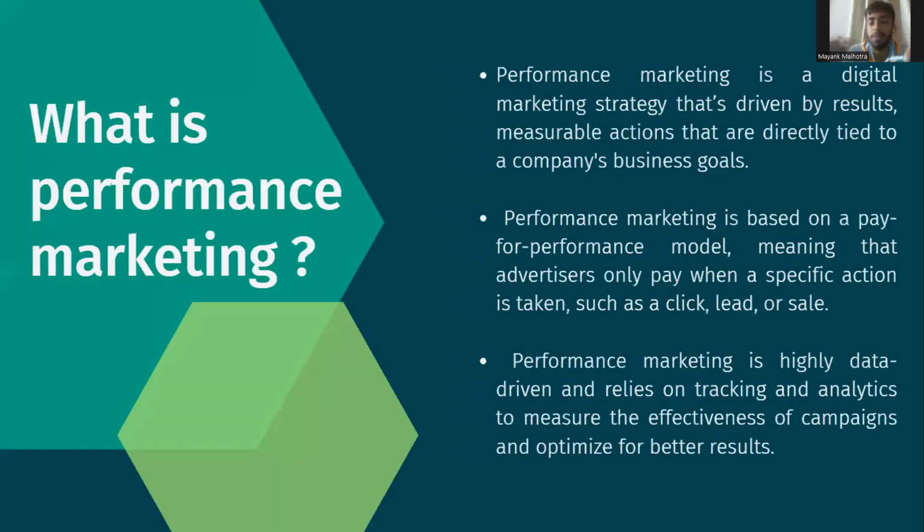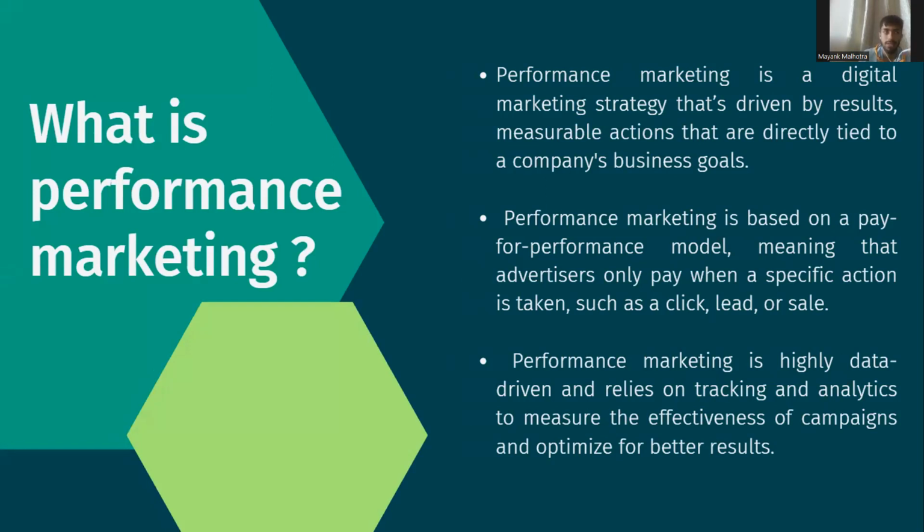So what is performance marketing? Performance marketing is a digital marketing strategy that is driven by results, measurable actions that are directly tied to the company's business goals, like if you click on an ad. Performance marketing is based on a pay-for-performance model, meaning that advertisers only pay when a specific action is taken, such as a sale, a lead, or a click on an advertisement. Performance marketing is highly data driven and relies on tracking and analysis to measure the effectiveness of campaigns and optimize for better results.